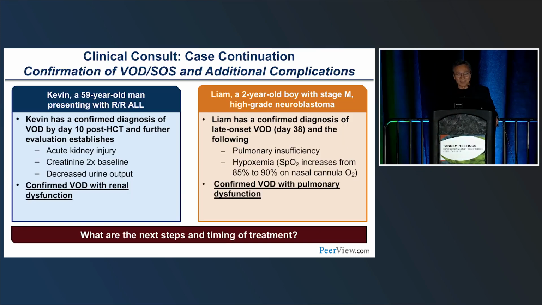So going back to our case with Kevin, he has acute kidney injury with a rise in creatinine and decreased urine output with a VOD that was confirmed, and now clearly has a second organ hit with the kidney. Liam, again, has pulmonary insufficiency with a drop in his O2 sats, confirmed VOD with pulmonary dysfunction. So with these findings, what do we do next in terms of timing and what therapy?